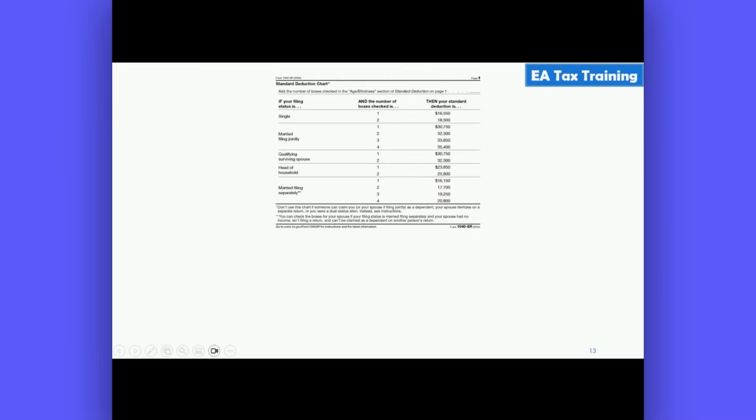And then they do add a 4th page here, which just shows a chart of the standard deduction. So this is just for the convenience of the taxpayer that they don't have to go and look up somewhere how much the standard deduction is. It's shown to them right there on page 4.